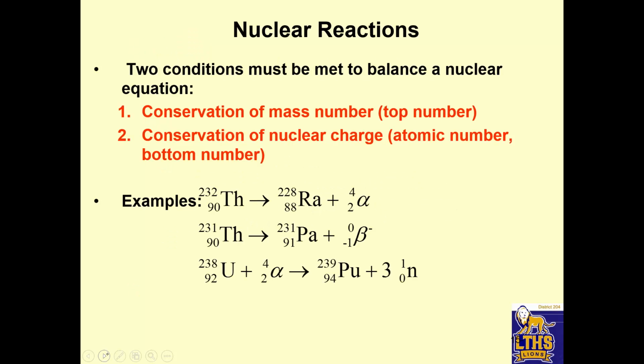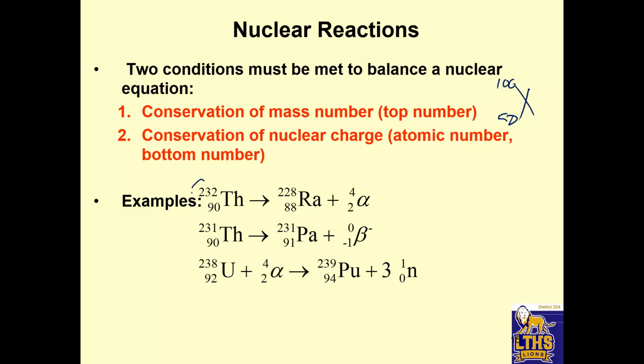Nuclear reactions. Two conditions must be met to balance a nuclear equation: the conservation of mass number, which is the top number, and the conservation of nuclear charge, which is the atomic number, the bottom number. Remember, if I had something like X with 100 over 50, the top number is the mass number, and the bottom number is the number of protons.